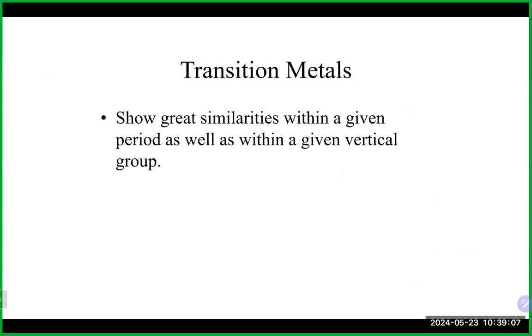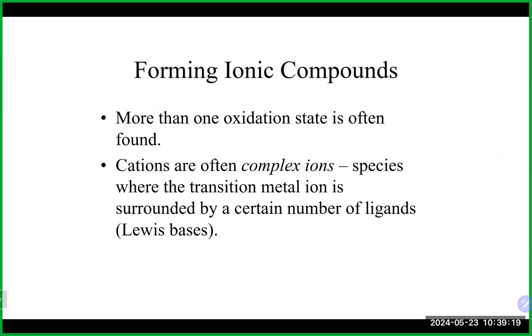Now, when we talk about transition metals, they do give very similar properties as you go across a period or even in a given group. When they form ionic compounds, as we know from perhaps nomenclature, they do have different oxidation states. And a lot of times we have to use Roman numerals, right, when we name those guys. Cations are often complex ions. So these are transition metals that are surrounded by a number of ligands, which are Lewis bases.